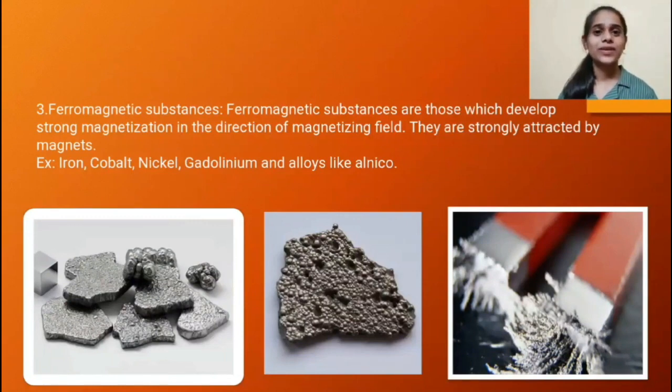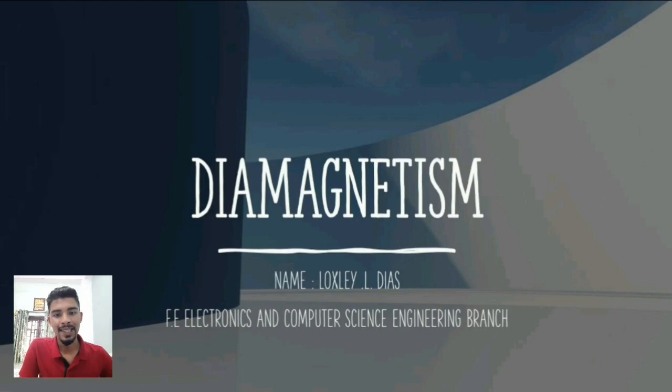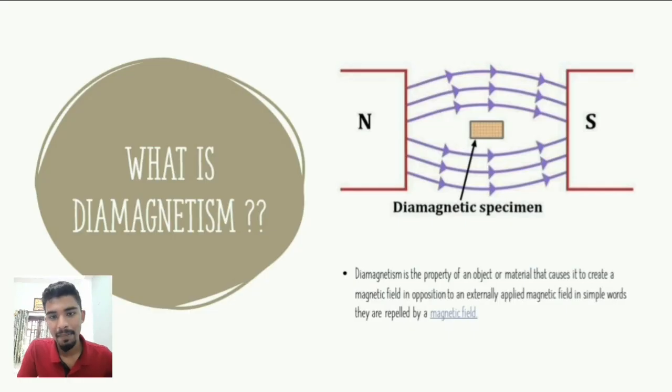Thank you. Hi everyone, I'm Loxley Dias. I'm from the ECS branch, and the topic that we'll be discussing today is diamagnetism. So the first basic question that arises in our mind is what is diamagnetism and what are its properties? In simple words, diamagnetism is a property of an object or a material that generates a magnetic field in opposition to the externally applied magnetic field. So basically it is the repulsion of the magnetic field applied.